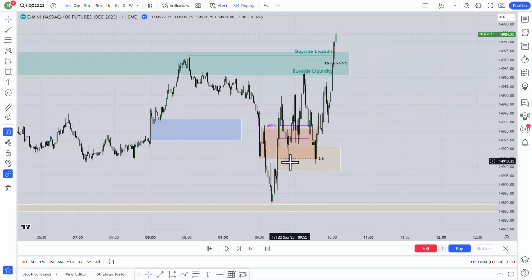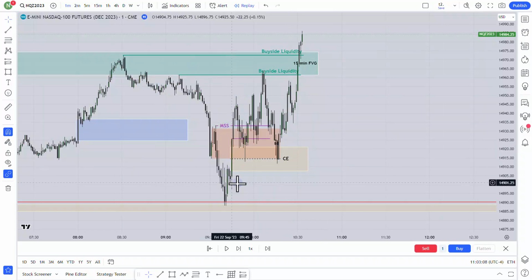What I told you about the breakaway gap, whenever you see this setup form, then you can confidently place your stop loss below the consequent encroachment. So I think it's insightful for you guys.